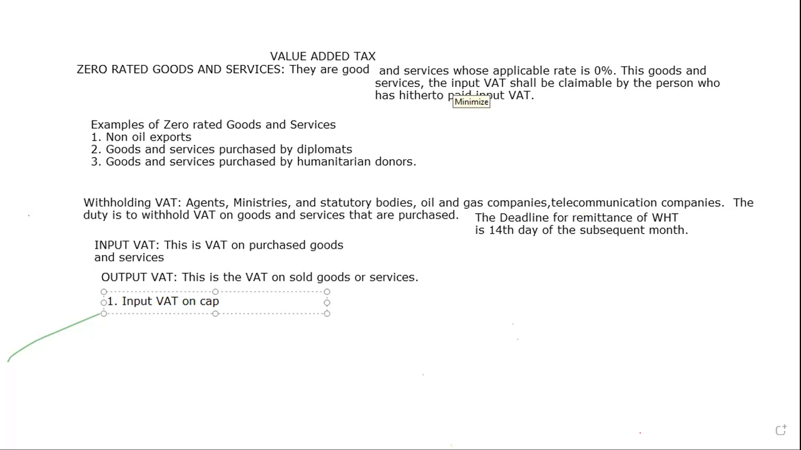So when VAT is on cash basis, you pay VAT based on the amount that the customer has paid. So when the customer pays the balance, you are expected to remit the balance of the VAT. Does that answer your question? Yes, sir.